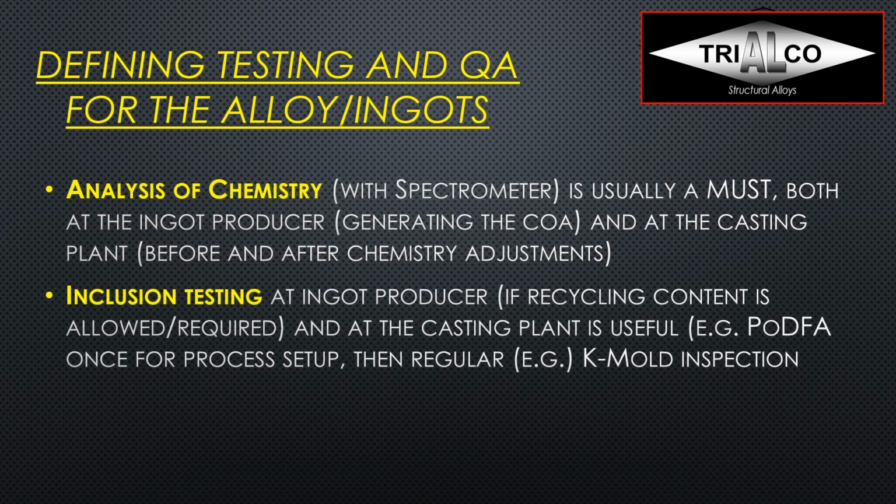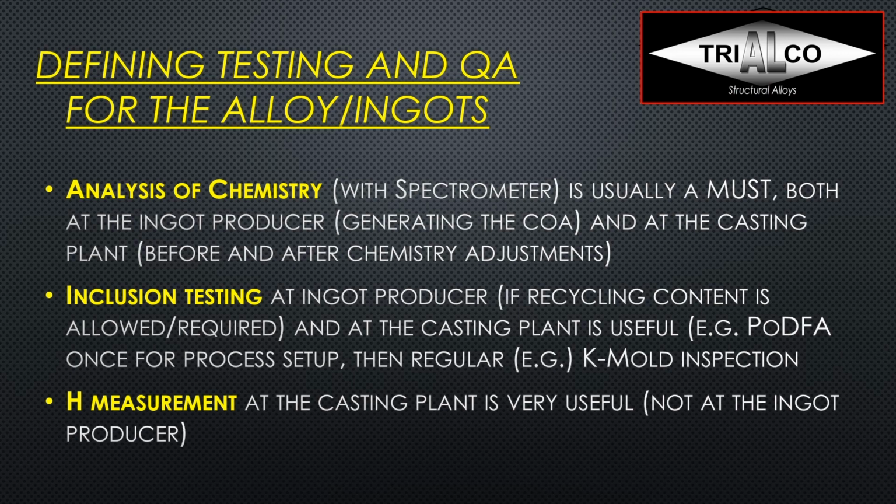Then inclusion testing, and that can be done at the ingot producer already, especially if recycling content is allowed or even required. And at the casting plant, of course, and there it's really useful. So you might want to do the occasional PODFA at least once when you set up the process, and then regular checks, for example, with a K-mold or so. You do want to do hydrogen measurement at the casting plant. This is very useful, not so much at the ingot producer, because hydrogen is something you pick up when you're melting, when you're transferring the melt.